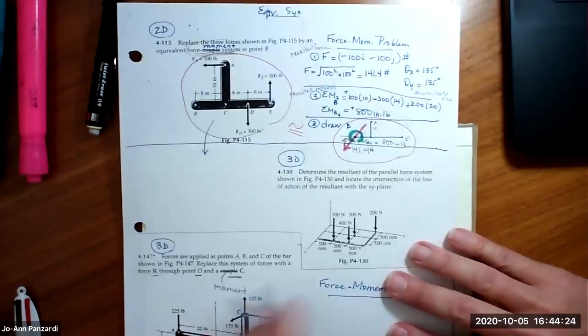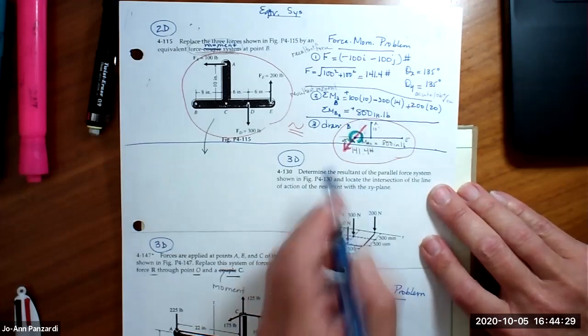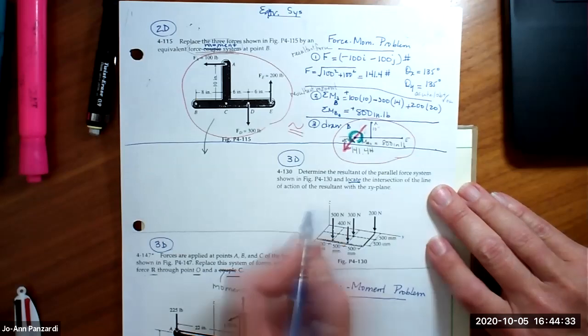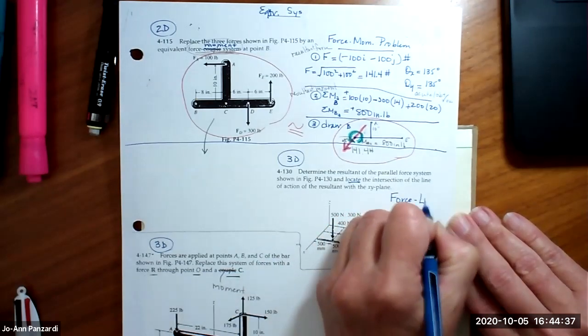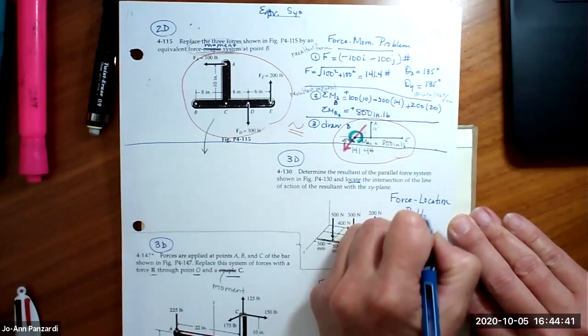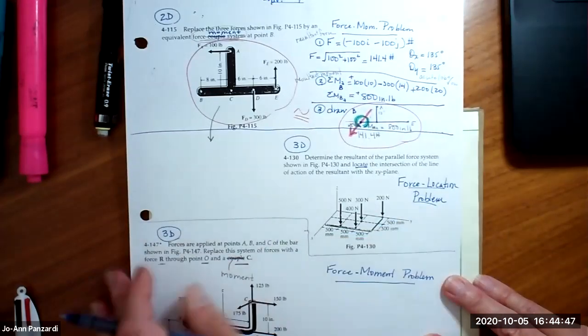And now this problem: determine the resultant of the parallel force system, locate the intersection of the line of action of the resultant with the XY plane. So what kind of problem is this? This is a force location problem. So we're going to do one 3D problem, force moment problem, and one 3D problem, force location problem.